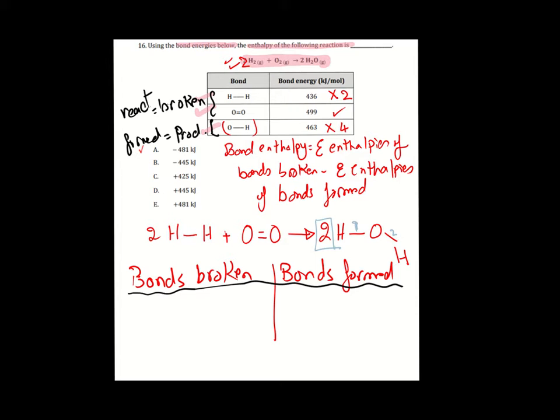So the sum of bonds broken energy will be 436 times 2 plus 499. The sum of bonds formed will be 463 times 4. Get the values and subtract. You will find that the correct answer is minus 481 kilojoules.